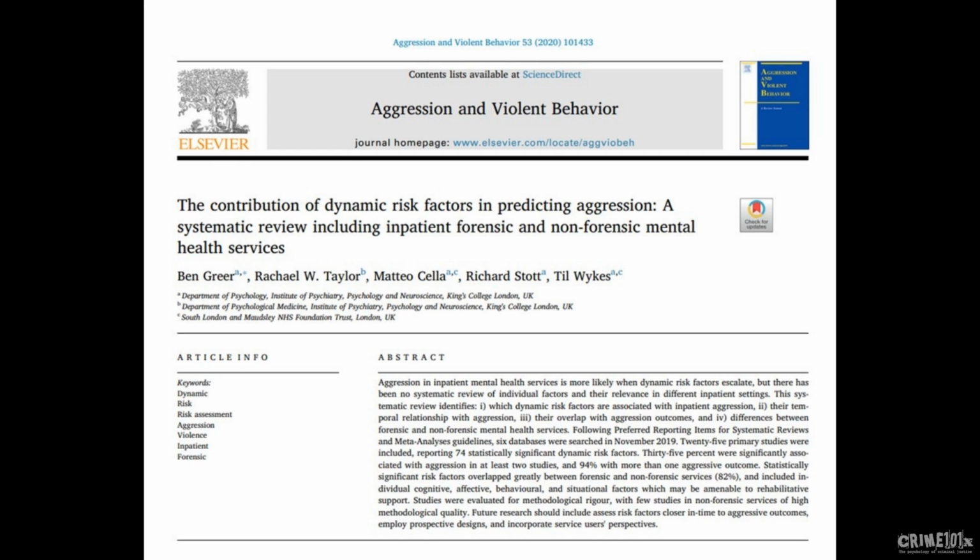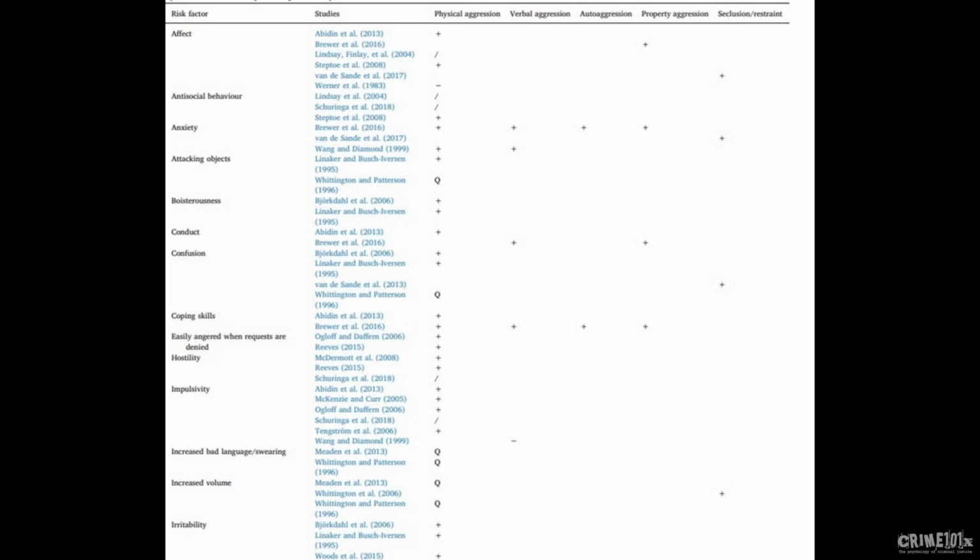A systematic review by Greer and colleagues in 2020 found that dynamic risk factors are generally valid predictors of violent behaviour in inpatient mental health settings. By analysing 25 studies with nearly 3,000 participants, they identified 3 key insights that help us understand how these risk factors operate in practice. While most studies in the review focused on physical violence, Greer and colleagues found that 94% of the dynamic risk factors assessed were also linked to other forms of aggression, like verbal aggression, property damage, or self-directed aggression. This means that many dynamic risk factors are not specific to just one type of aggression. Instead, they may indicate a general propensity toward aggressive behaviour.